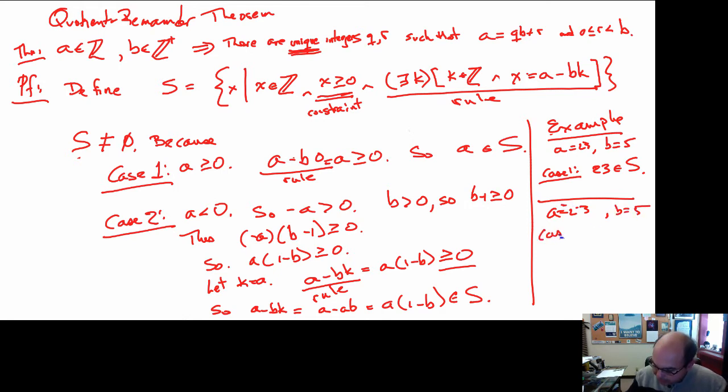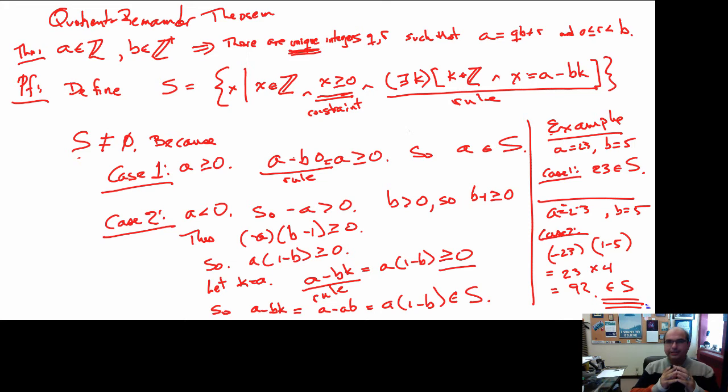Okay, so we're clearly in case 2, right? And the number that is guaranteed to be here is minus 23, which is a, times 1 minus b, 1 minus 5. Okay, so what we have is 23, right, times 4. Okay, and what is that, 92? Okay, so 92 must belong to S, right? It belongs to that set that we're talking about. So that's what this part of the proof does.